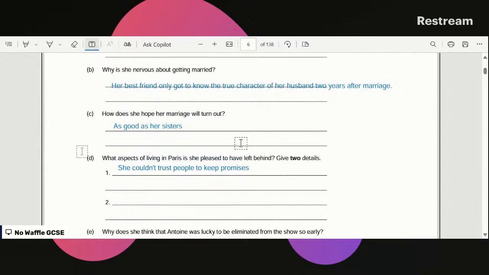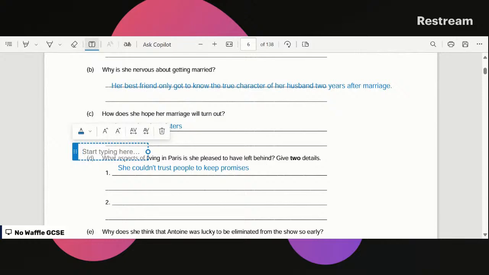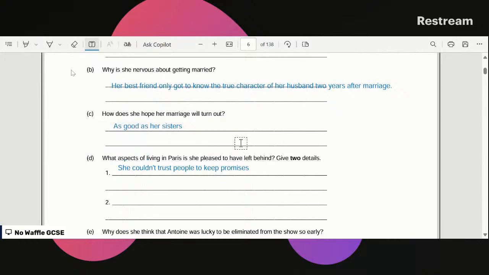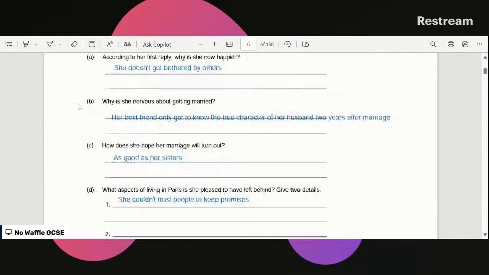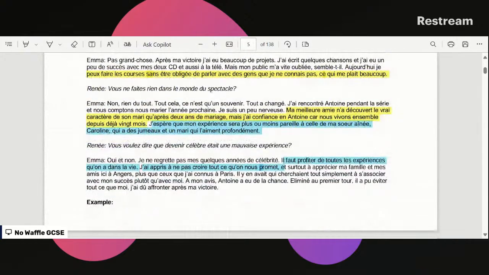Okay, and then another aspect that she's pleased to have left behind. So let's just keep reading. Well, to be fair, it says two details, so it doesn't have to be two separate things. Let's keep an eye out. So, appreciate that my family and my friends, even more than I know in Paris. So there's a reference to her family and friends.